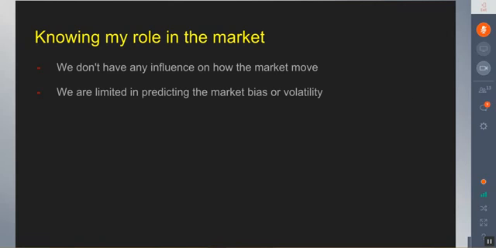The other thing is that we are very limited in predicting market bias or volatility. It probably happened to most of you, if not all of you, that you predicted the market right, but volatility killed your trade. The range of the volatility was too high, you got stopped out, or it scared you, or your hard stop was hit, and then the market went your way, and it was very frustrating. This is something that we cannot really predict, so we need to be prepared for that as well.